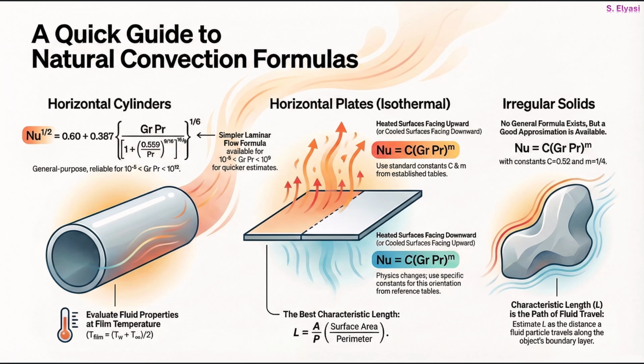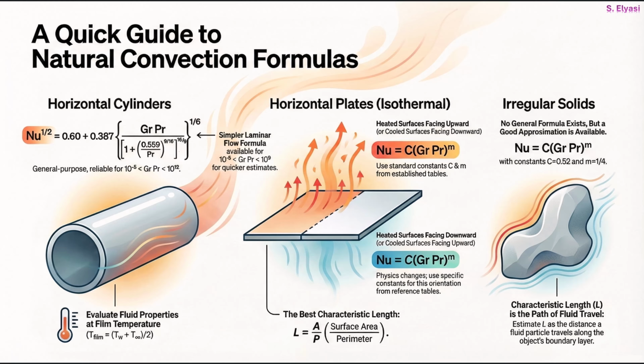And finally, you absolutely have to nail two critical inputs. Your whole calculation depends on them. First is the film temperature, where you evaluate your fluid properties. And that's easy. It's just the average of the wall and the ambient temperatures. The other one is characteristic length, or L. For a horizontal plate, it's just the surface area divided by the perimeter. For irregular shapes, you just estimate it as the path the fluid takes along the boundary layer.